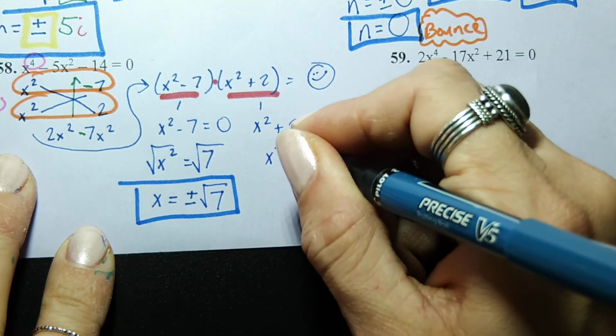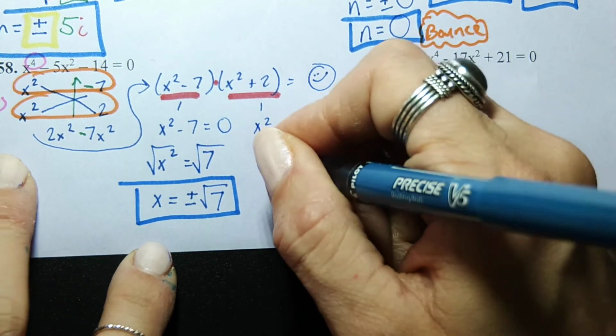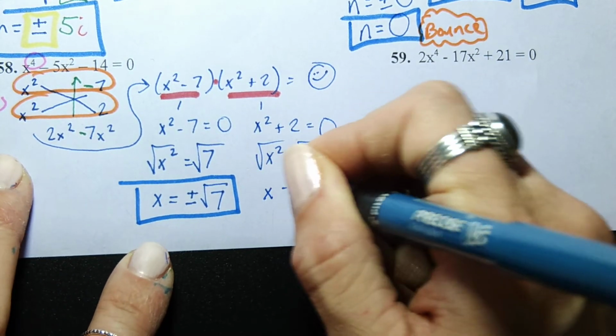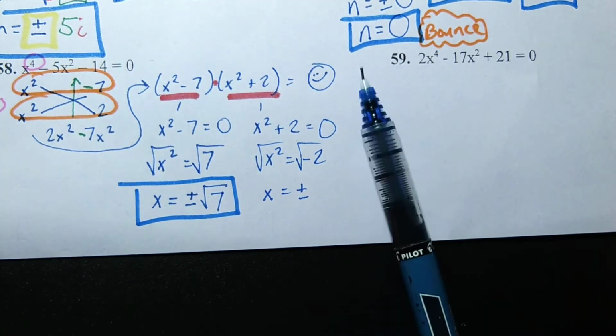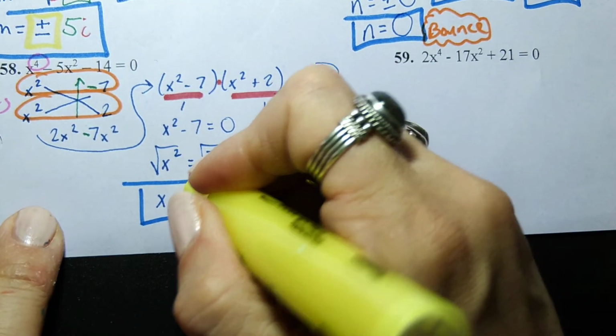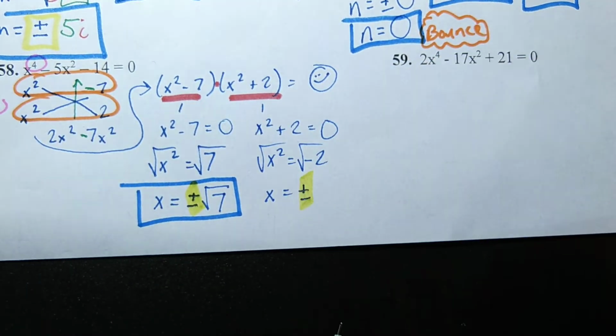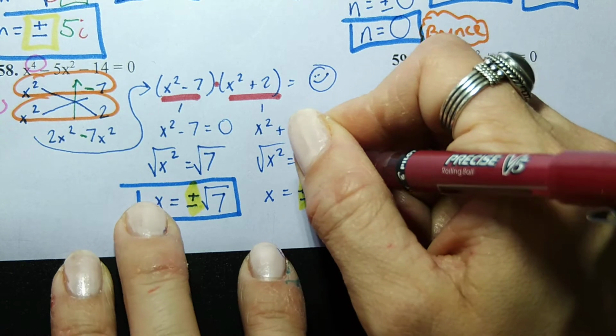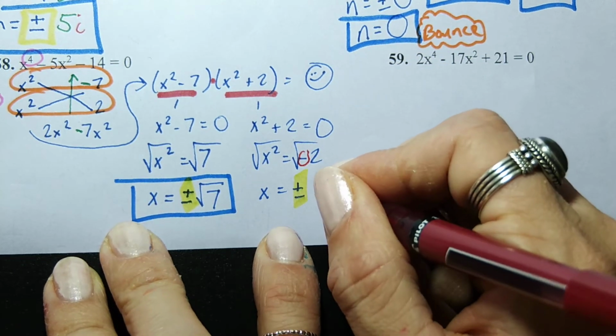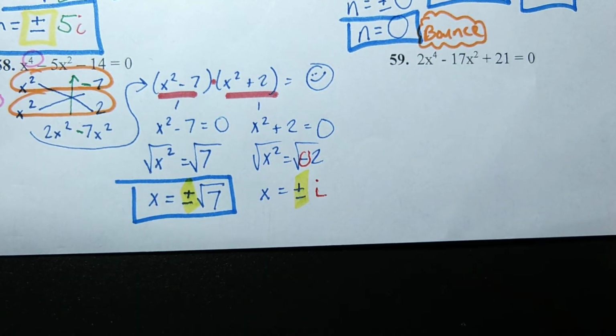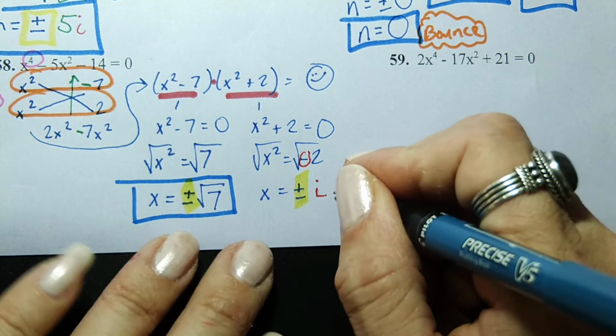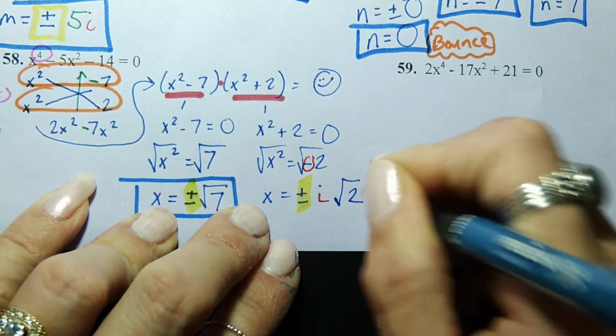So x squared equals negative 2, square root, and x equals plus or minus, is it 2i or i root 2? So the negative comes out as an i. Is 2 a perfect square? It's not. So that 2 is going to stay underneath the square root. So i root 2.